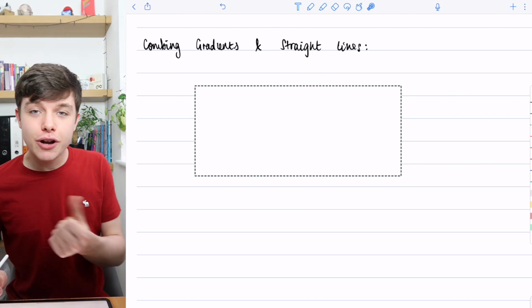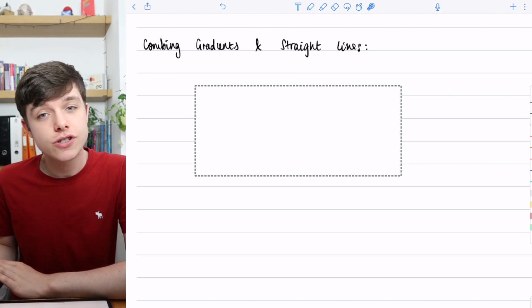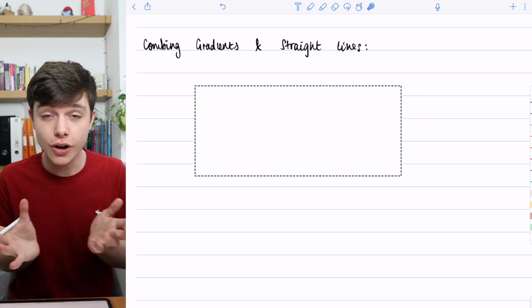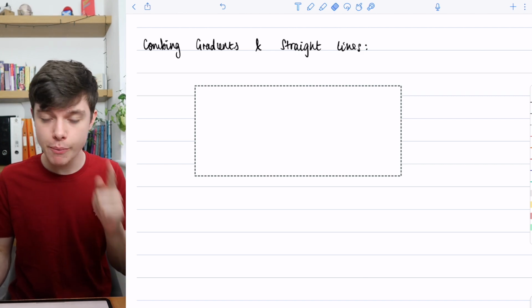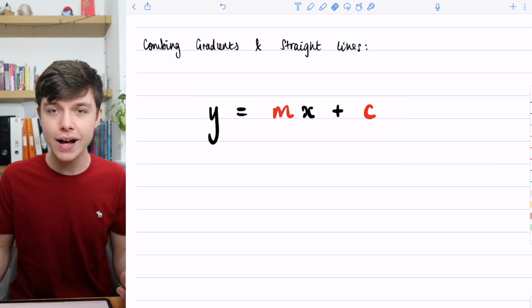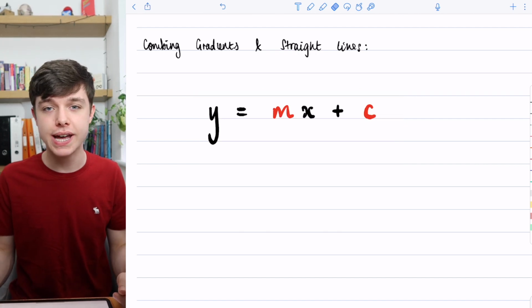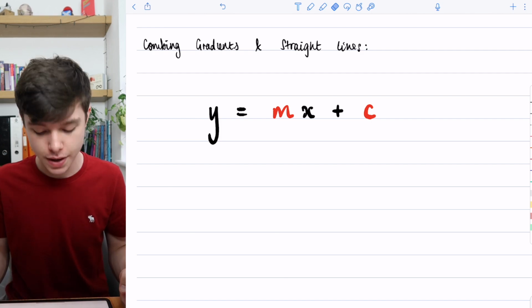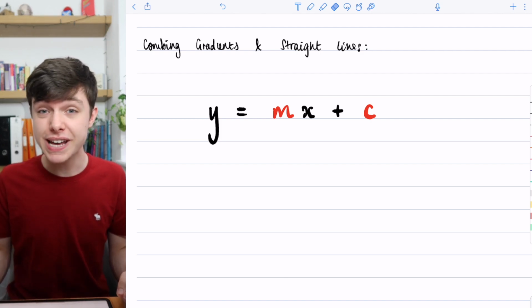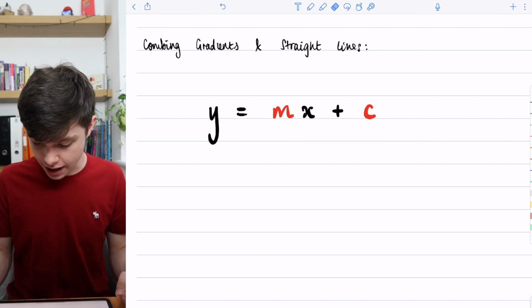Okay, let's combine gradients and the equation of a straight line together to give us the equation of a straight line. So when we do that, we get this. y is equal to mx plus c. And this is a little recap because this is what you've seen at GCSE before. y equals mx plus c is the equation of a straight line.